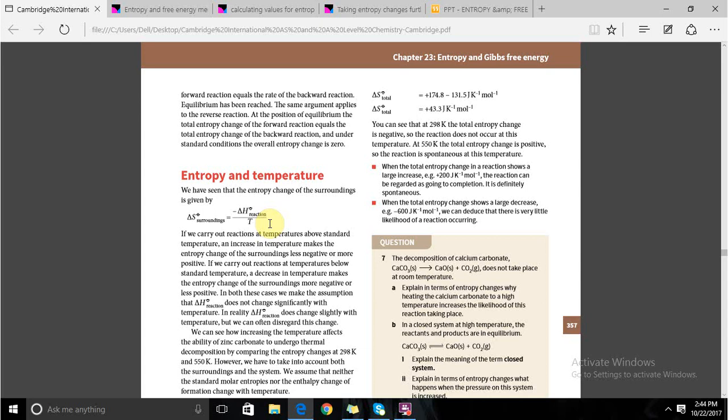There are assumptions that we are making, and they are that the value of H naught is not impacted by change in temperature, even though in reality it does change ever so slightly.